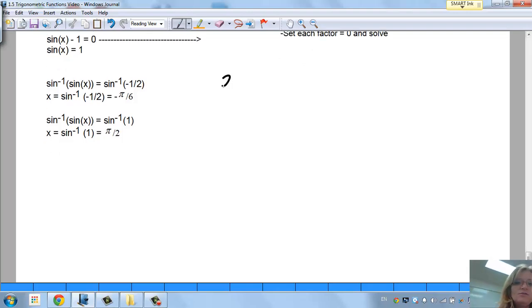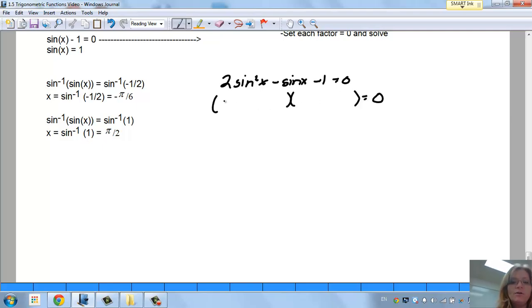So I have 2 sine squared of x minus sine of x minus 1 equals 0. I'm just rewriting the problem, going step by step. Now, this is factorable, or you can use the quadratic formula, but this one's factorable, so I'm going to do this. How did I get 2 sine squared x? It was 2 sine x and sine x. I have a 1, and since the middle term is negative, this has to be negative.